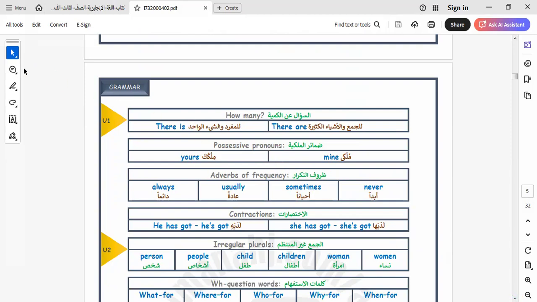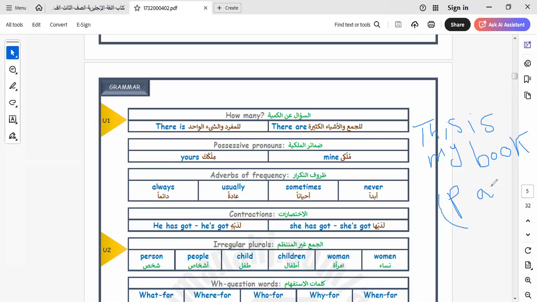There is a difference between possessive adjective and possessive pronoun. In the possessive adjective, for example, I say, this is my book. This is my book. When I say this is my book, this is called a possessive adjective.